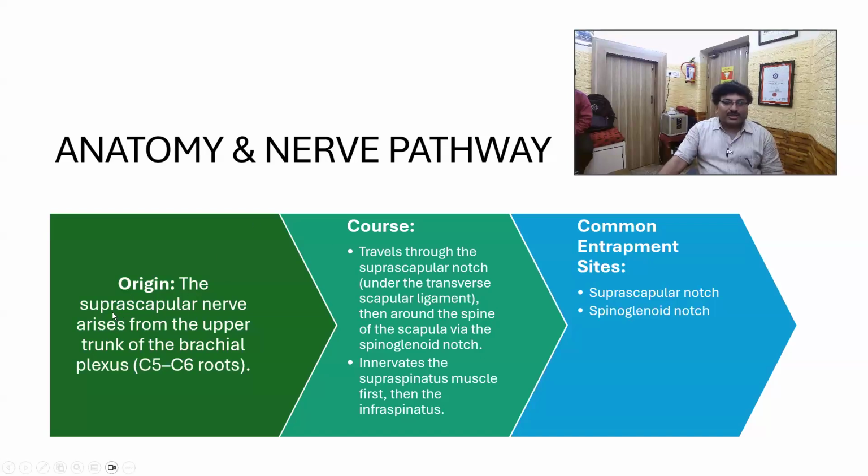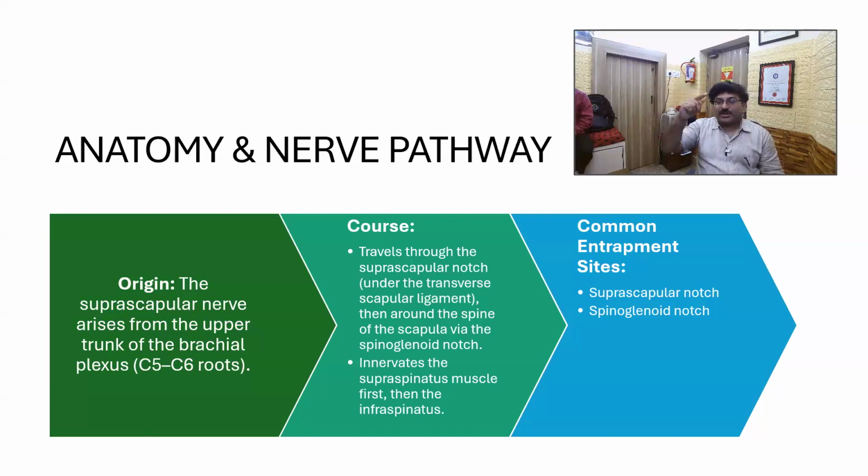So coming to the anatomy, origin of the suprascapular nerve is from the C5 C6 roots. Then it travels along the suprascapular notch under the transverse scapular ligament. Then it goes around the spine of the scapula via the spinoglenoid notch, and then it comes below supplying the infraspinatus, and then it is going to the joint.